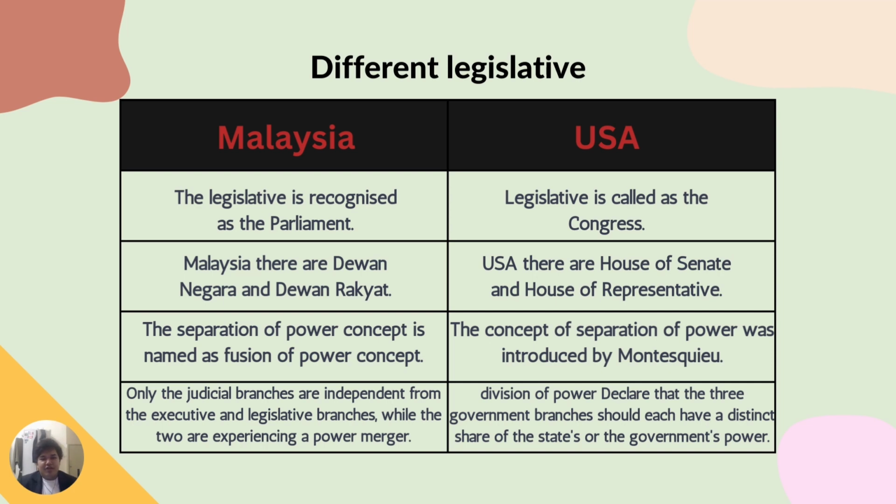Meanwhile, in the USA, the legislature is called the Congress. In the USA, there are the Senate and the House of Representatives. The concept of separation of power was introduced by Montesquieu, and lastly, division of power declares that the three government branches should each have a distinct share of the state or the government power.